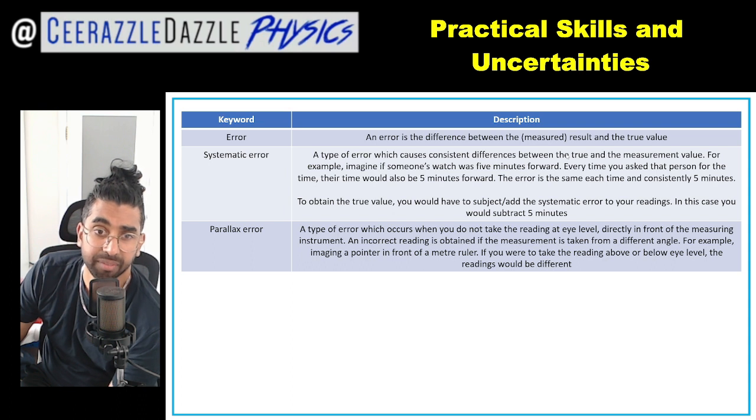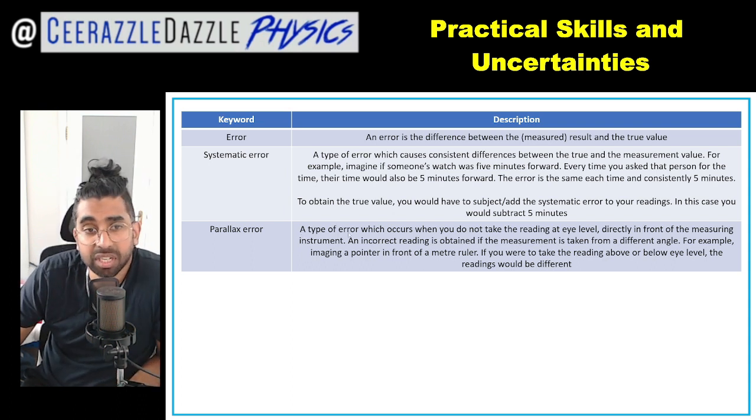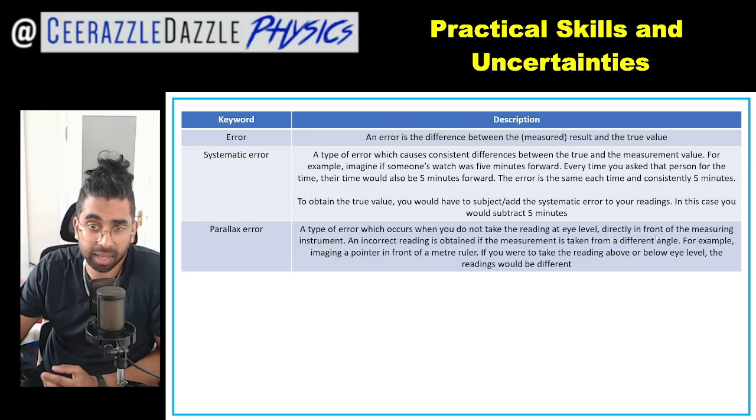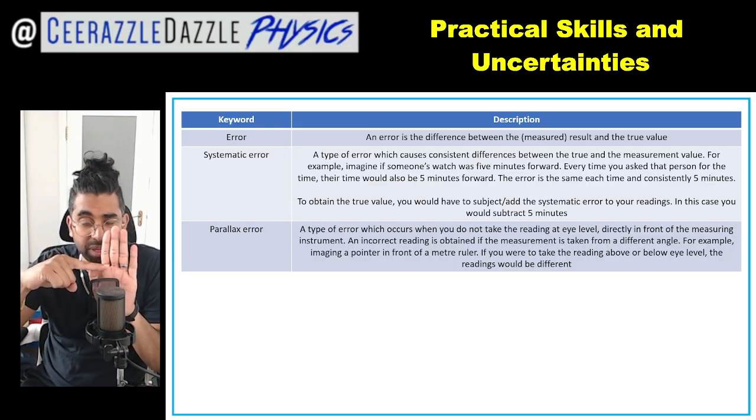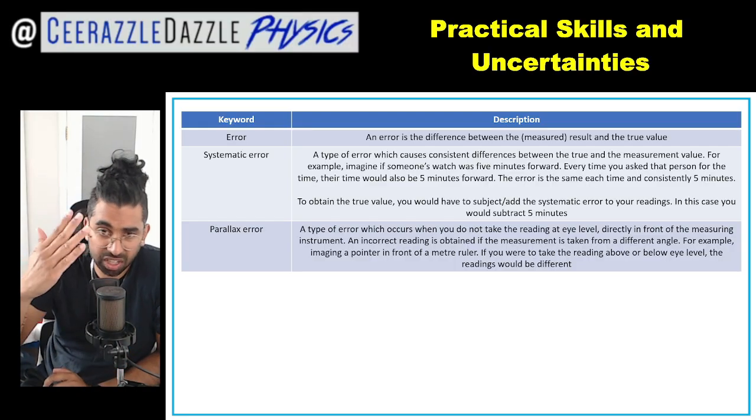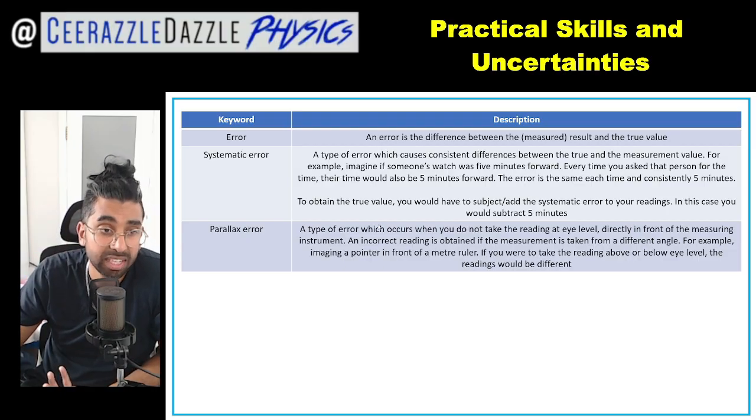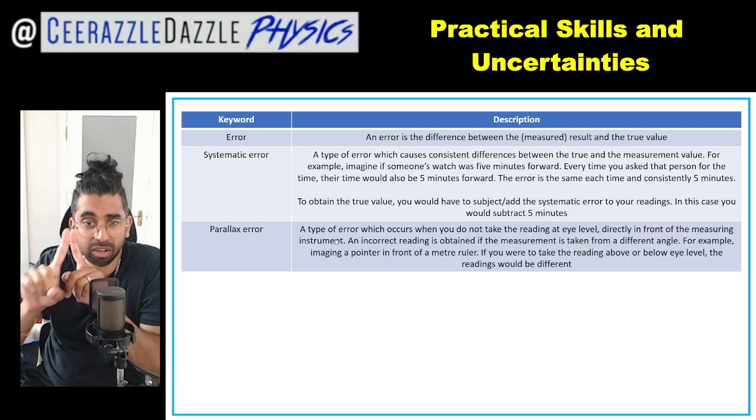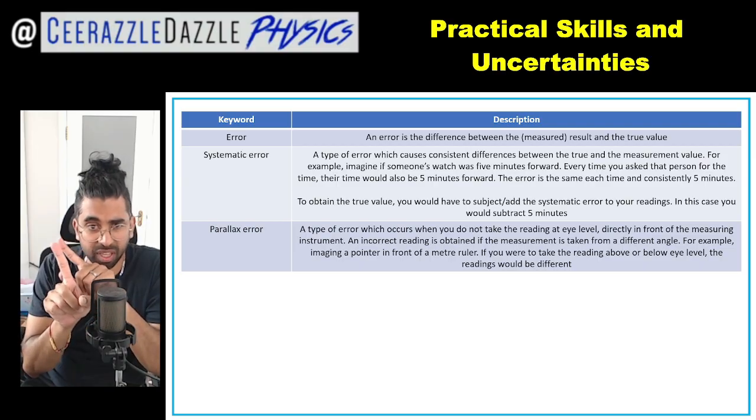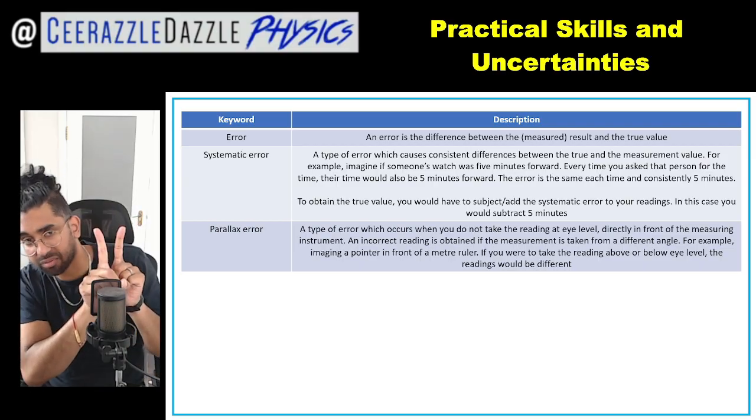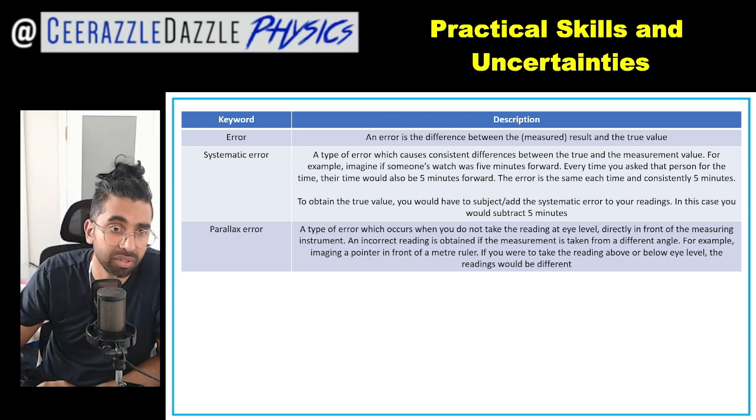Parallax error is a type of error which occurs when you do not take the reading at eye level. This usually occurs when you have a marker in front of a ruler. The reason is that if you look at it head on, the marker is right in front of the ruler, but if you look at it from a weird angle, it changes slightly. So that's when you take a reading when it's not at eye level. Another good example is, imagine you had an analog clock. If you look at it head on, both the hands point in a certain direction, but if you view it from a different angle, it changes the time reading that you'd obtain. So that's going to be a parallax error.